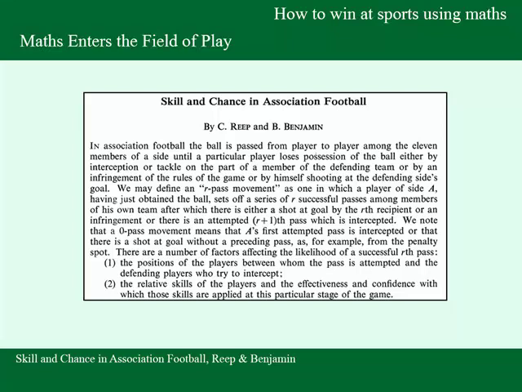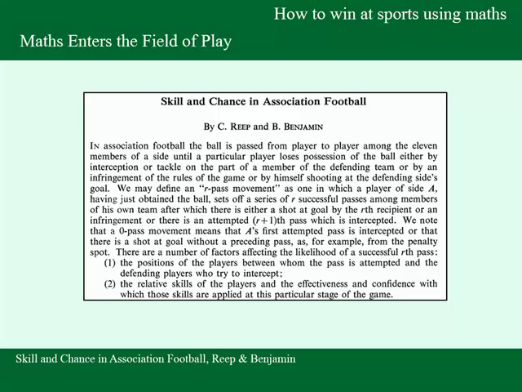He paired up with a chap, his surname's Benjamin, I've forgotten his first name, it begins with B and it's not Benjamin, from the Royal Statistical Society, and together, Benjamin took Reap's data, and together they made this paper called Skill and Chance in Association Football. I'm not just going to read it to you.